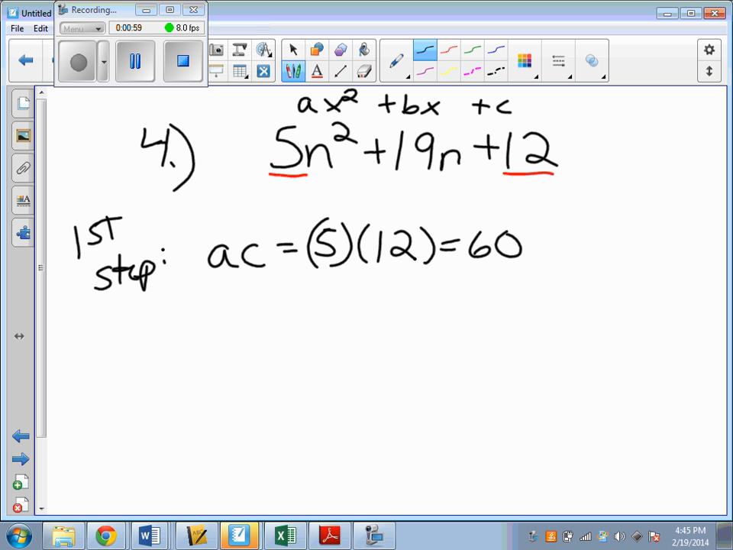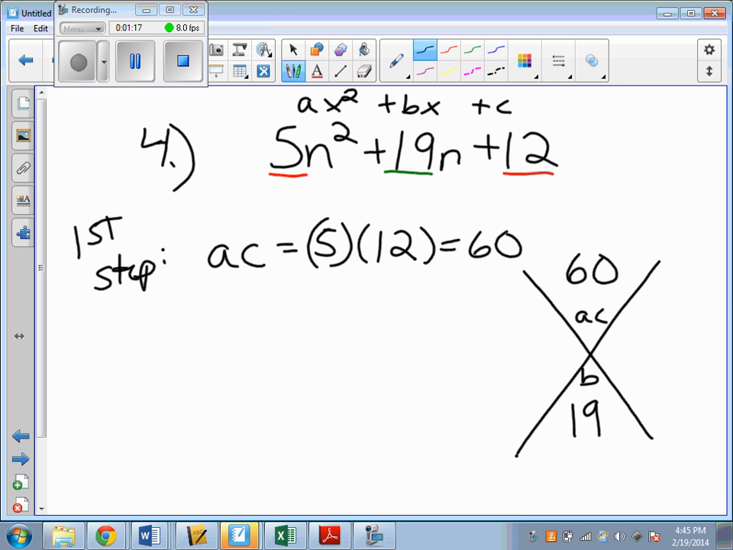Once I know what ac is, I'm going to make an X factor where I have my ac, which is 60, on top, and on the bottom I have b, which is 19, looking at our equation. To finish my X factor, I'm looking for two numbers that when I multiply them, I get 60, and when I add them, I get 19. You can think of all your factors of 60. But 15 and 4 should work. So 15 times 4 is 60, and 15 plus 4 is 19.